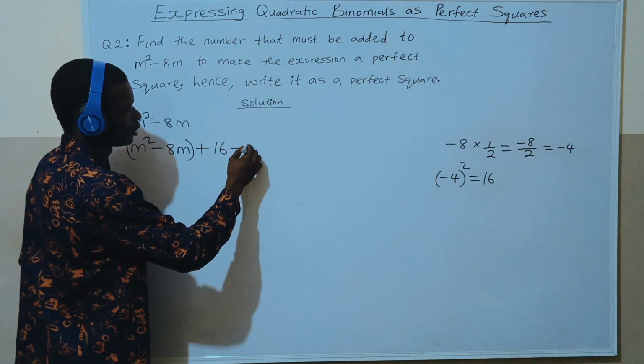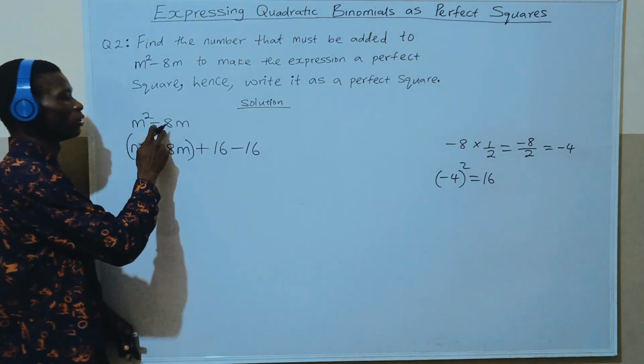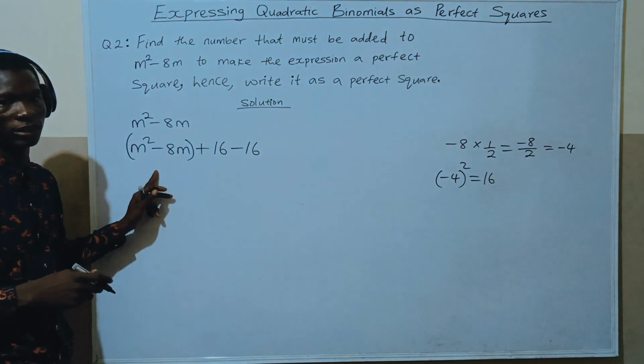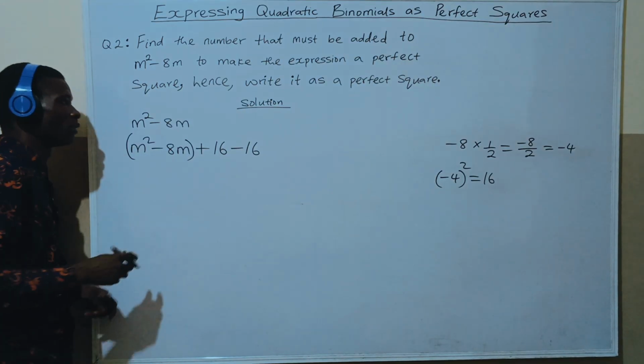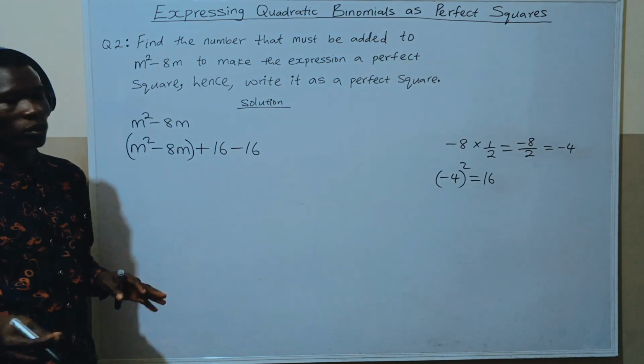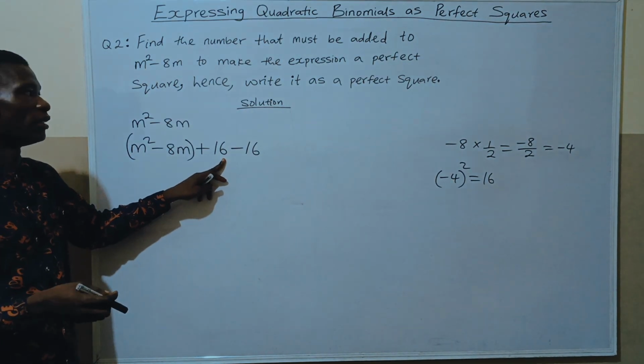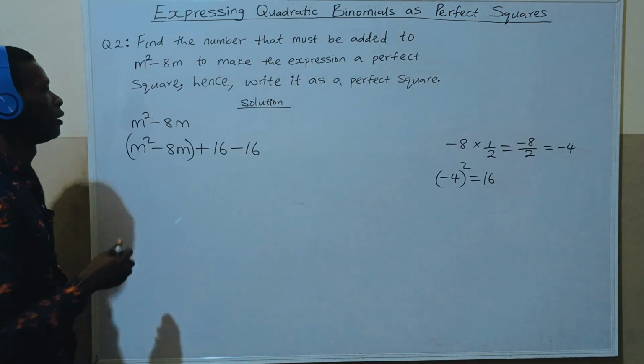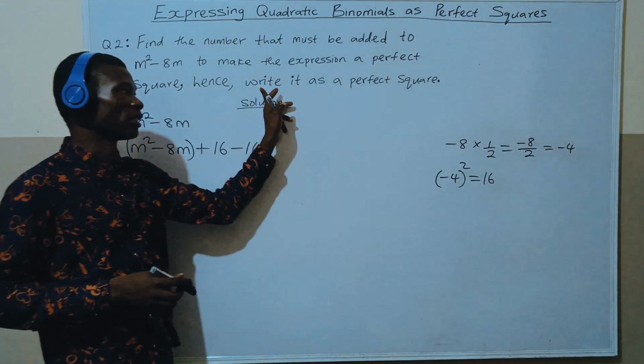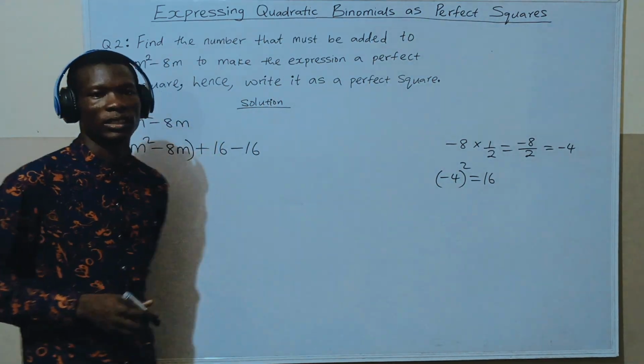That 16 has to be subtracted also, so that we'll be able to keep the original form of the expression, which is what is inside this bracket. Okay, so we have answered the first question. 16 is the number that must be added to make it a perfect square. Now the next question, which is the next task in the same question, says write it as a perfect square.